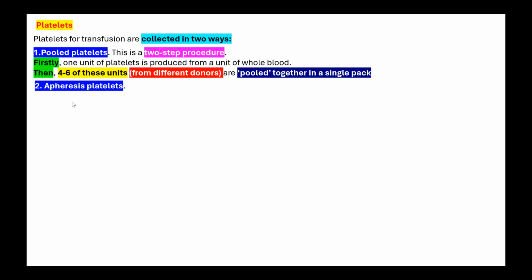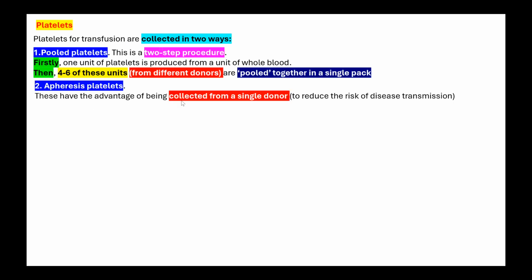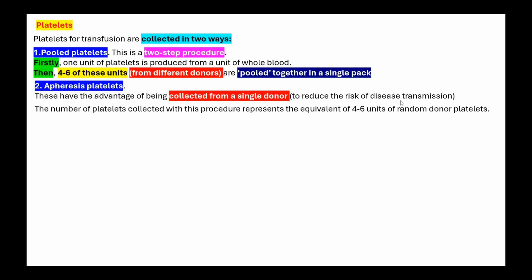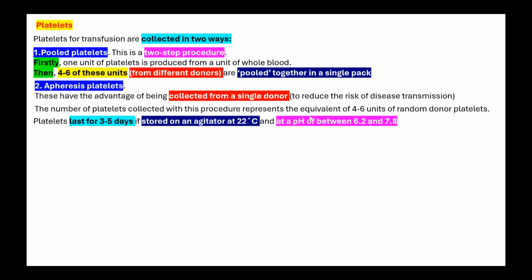Whereas the second technique is what is called the apheresis platelet, where these are collected from a single donor to reduce the risk of disease transmission. The number of platelets collected with this procedure represents equivalent to 4 to 6 units. So here, because we are returning all the other components back to the patient or the donor, you can collect as much as you want, like equivalent to 4 to 6 random donor platelets.